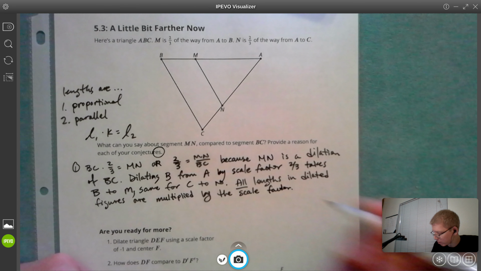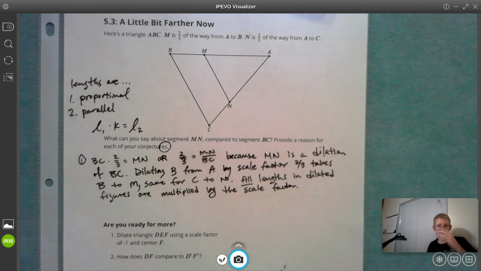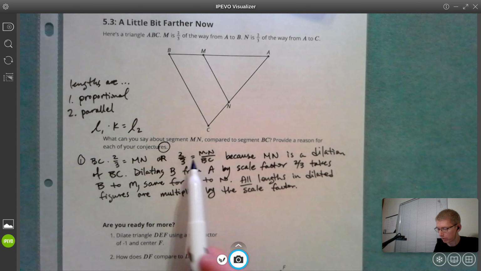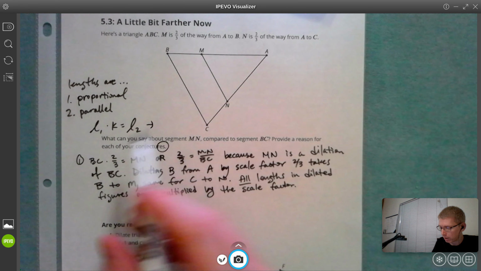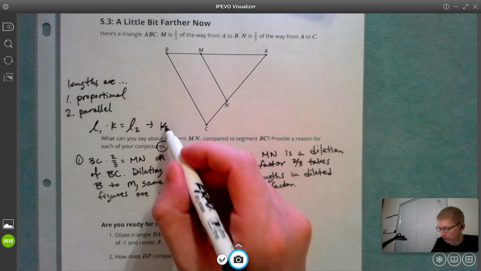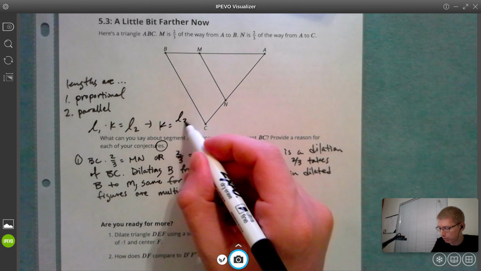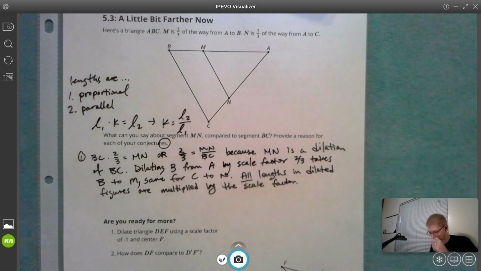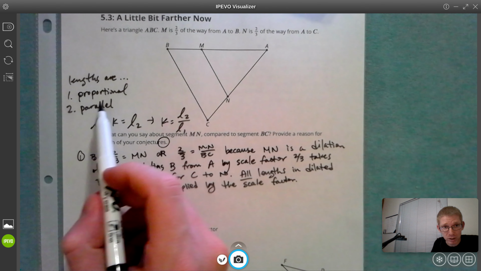Okay, so that's a brief explanation of our first thing that we can say. We can write either this formula or we can write this formula, which is basically just saying that our scale factor of k is equal to our new length divided by our original length. Okay. Then the other thing that we could say is that they're parallel, right?